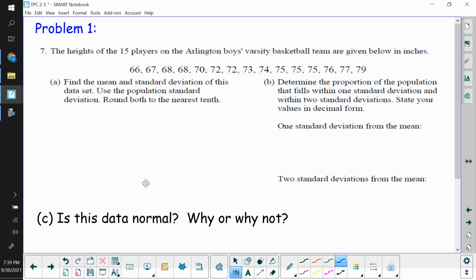All right, so problem 1 here, we've got 15 players on the Arlington boys varsity basketball team. These are their heights in inches. We want to find the mean and the standard deviation. We're going to use the population standard deviation because it's implied that it's all the boys on the team. So we're going to need our x̄ and our σx. And notice they want us to round those to the nearest tenth.